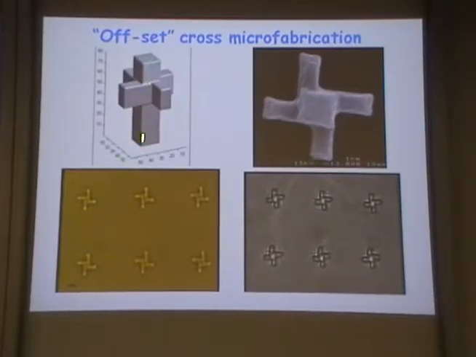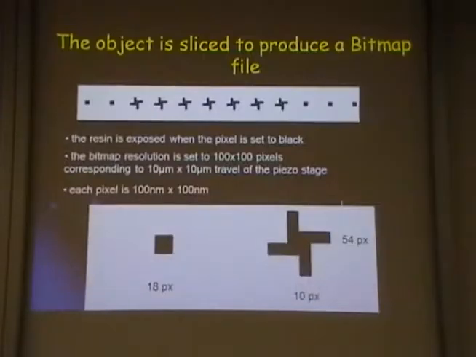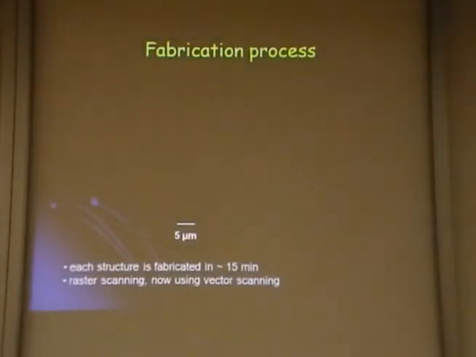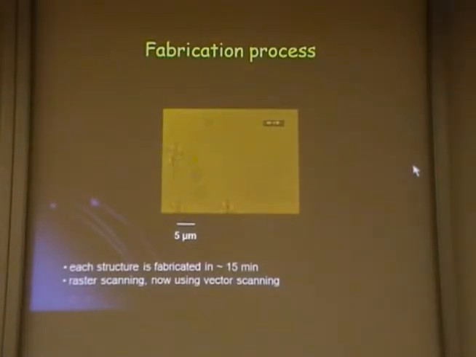Let us see, that's not what I wanted. I don't know why it's there. This is on offset crosses, but never mind. We are actually producing them one by one. Each process takes about 15 minutes, each cross takes about 15 minutes, so if you're in a hurry, you can't do it.